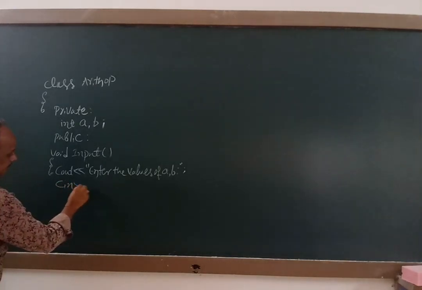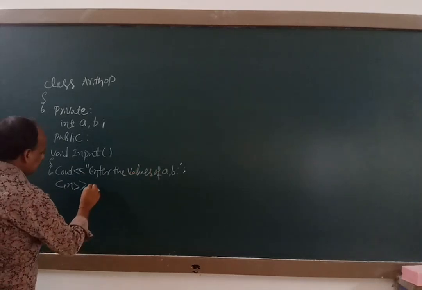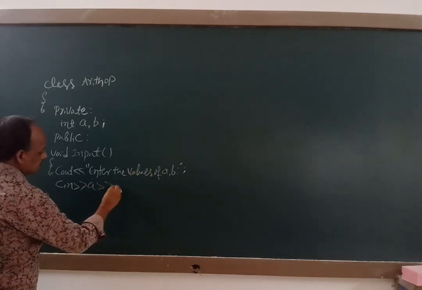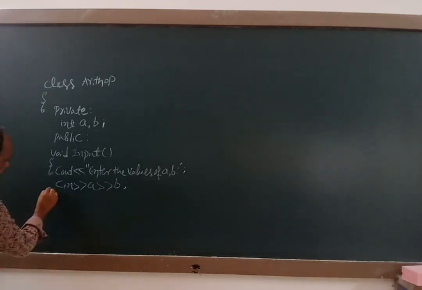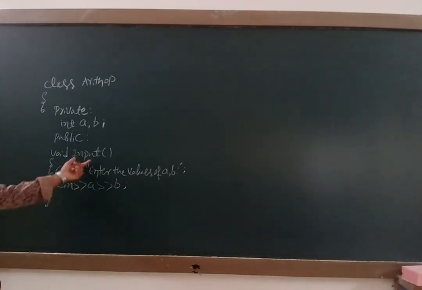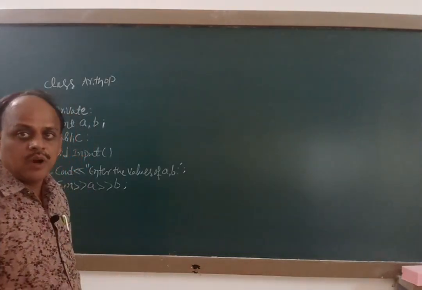Next step, we have to accept those two values. We have to receive those two entered values, right? Therefore we have to use the cin function. Now close the function. Input function is closed. Now we have to perform what?